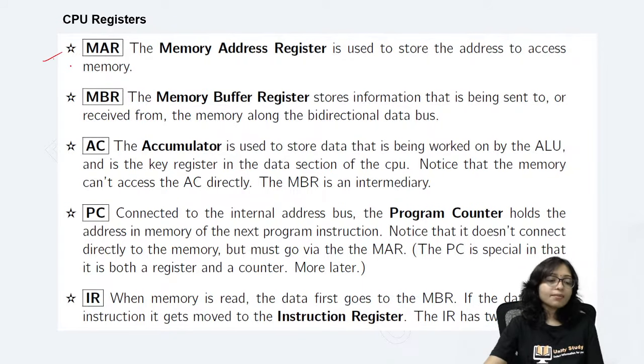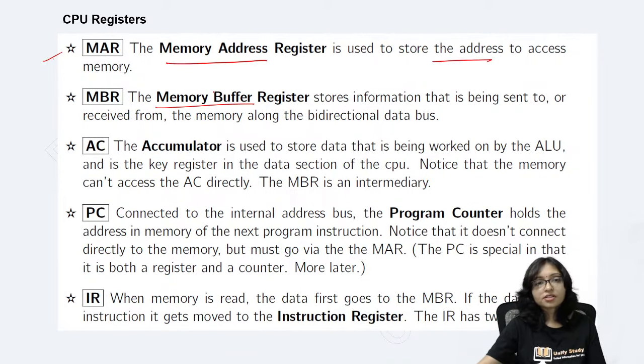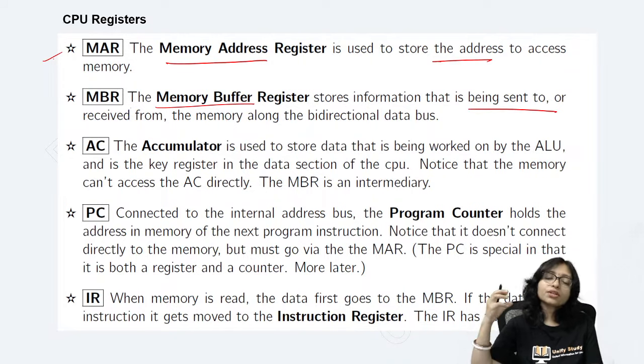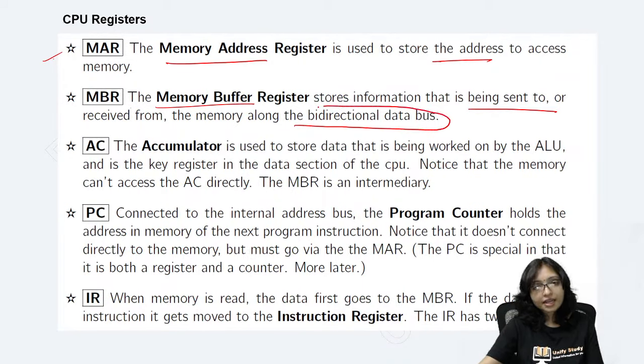Okay. And MAR, MDR. Memory address register means it stores the address. Memory buffer register means whatever you have to send will be in the buffer, and it is always a bi-directional data bus. This is very, very important.